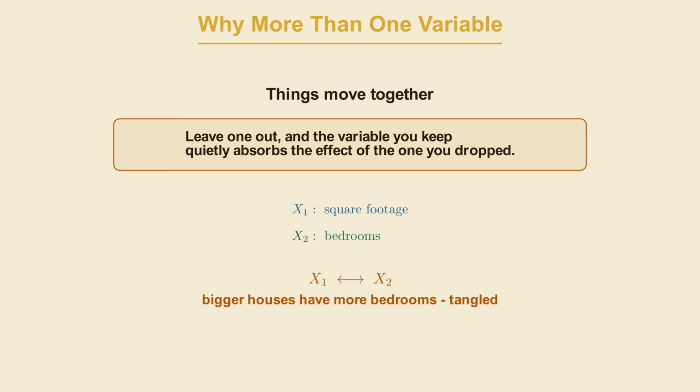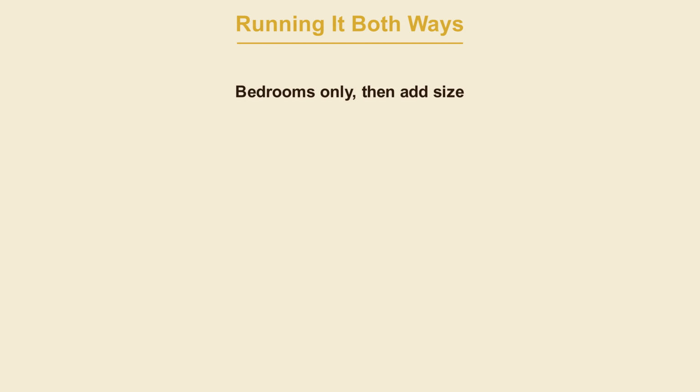So if you want to know what one more bedroom is actually worth, then you have a problem, because bedrooms and size are very tangled up. So it's difficult to parse out how much is attributable to the bedroom versus the square footage that a bedroom adds. With simple regression, we wouldn't be able to tell these two effects apart. But with multiple regression, we can actually parse these things out. Let's try running it in both ways to see what happens.